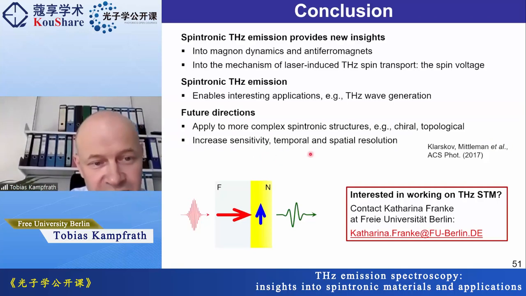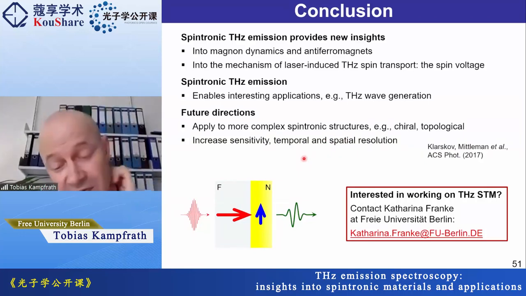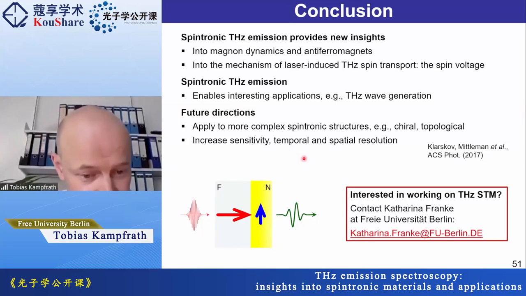And of course, it would be great to increase the sensitivity and the temporal and spatial resolution of terahertz emission spectroscopy. That's also what is being done by a group around Dan Mittleman in the US. They combine near-field microscopy with tips with terahertz emission spectroscopy. And then you get sub 100 nanometer spatial resolution of terahertz emission. And this is, of course, very interesting for inhomogeneous samples.